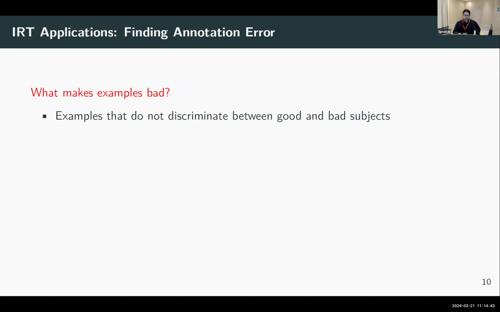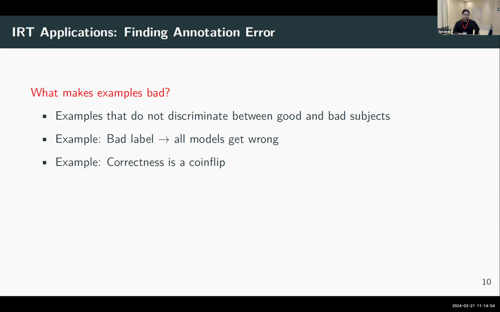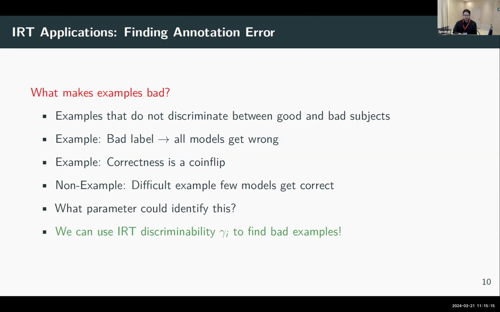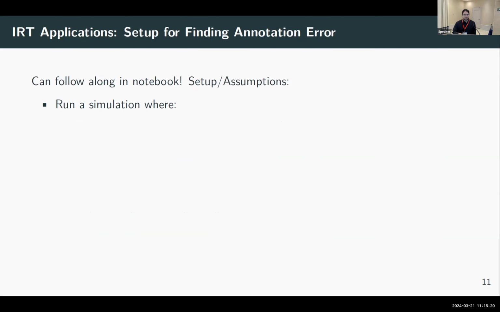So what are some things that make examples bad? Examples that don't discriminate between good and bad subjects fall into this category, or where the label is bad and all models get it wrong, or correctness is a coin flip, or it's just random and not related to the models. A general non-example is just a difficult example, because if a model happens to get it correct, that gives you a lot of information that it's a good model. So a difficult example is not inherently bad. And the way that we're going to find this is using the discriminability parameter gamma to define these.